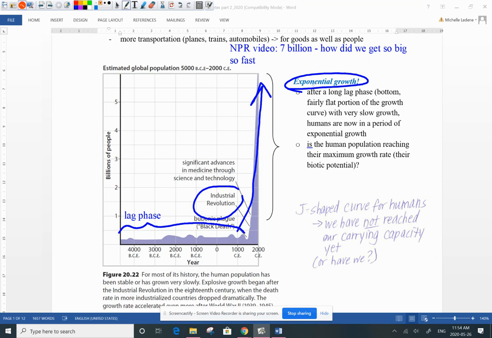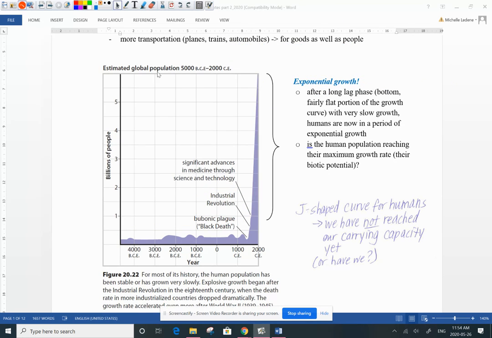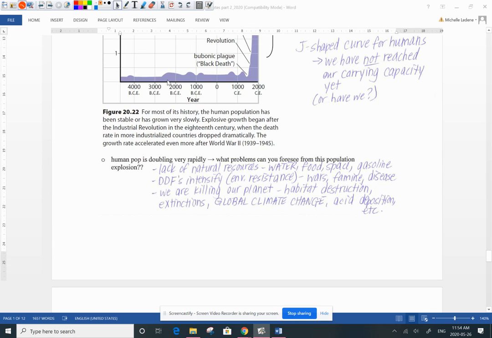So we had this long lag phase, and now we have to ask, have we reached our biotic potential? Have we reached our maximum population growth rate? Have we reached the carrying capacity of the planet? What happens if we have reached the carrying capacity? Is our population going to start to go down and then up and then down until we finally level out? Well, we don't know that yet. Maybe we've gone past the carrying capacity. Maybe we haven't reached it. Maybe we're about to reach it. We'll look back someday in history and have an answer to that.